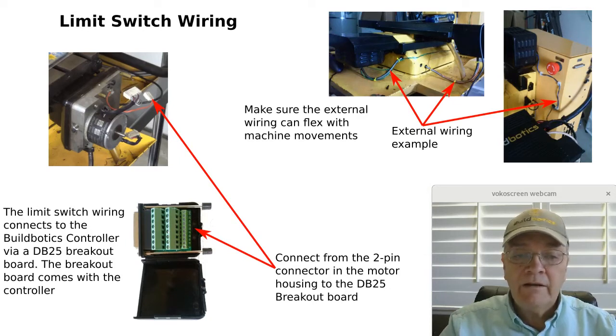Since the wiring is run outside the Dyna housing, it's important to make sure that the wires have enough slack to accommodate machine movements. Additionally, the wires should be flexible and be able to withstand oil and coolant chemicals used with the machine. I use 18-gauge type MTW stranded wire.